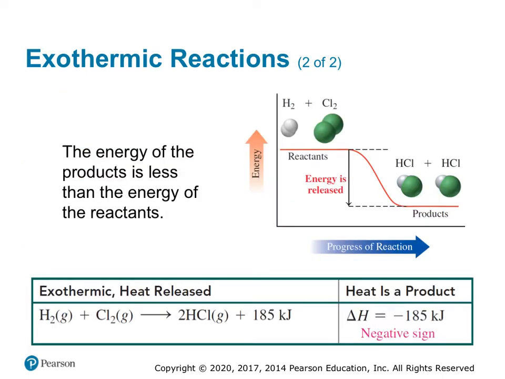If I were to graph the energy of a reaction, I see here that the energy of reactants is high and the energy of the products is low. So when I subtract, I get a negative sign. And this difference is the energy that is released. So that is an exothermic reaction. I see the heat written as a product, or I see it here written as delta H is negative 185 kilojoules.